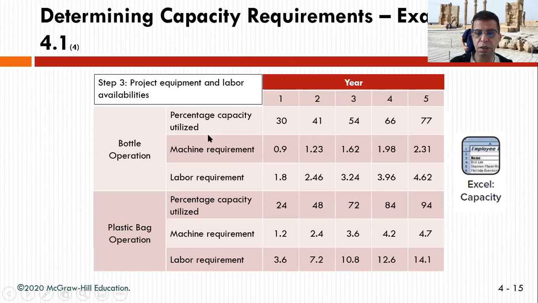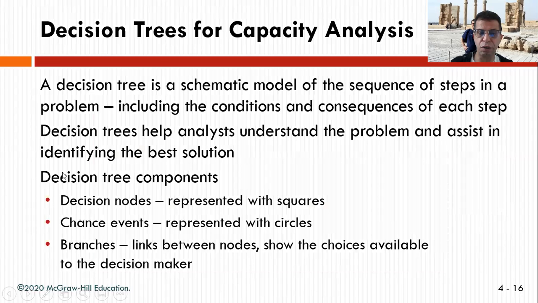Eventually, as the percentage increases, and we know that 5 years down the road we have to produce 77%, the machines operating, we're going to need 2.3 machines operating, and the factory will be at capacity of 77% in that line, and 94% for the plastic operations and machine requirement. Just look at these numbers and try to understand. It's very easy to operate on it, to understand it.